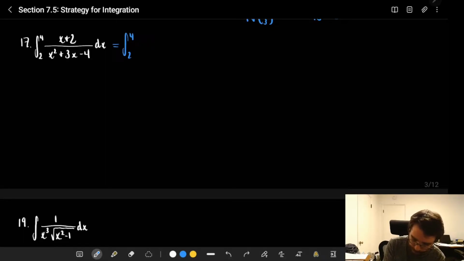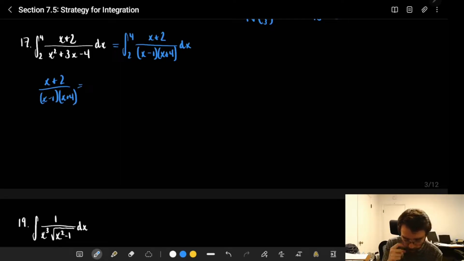Unfortunately, the top term doesn't cancel, so it's a little ugly, but whatever. (x minus 1)(x plus 4) is good. Then you do partial fractions. It's a really nice one. You don't have any quadratics or repeated terms to worry about. That's just a over x minus 1, b over x plus 4.